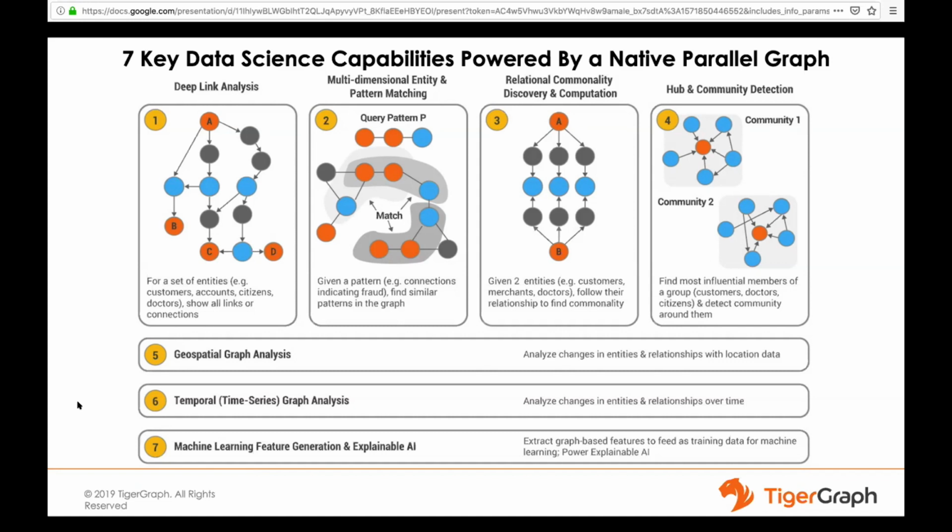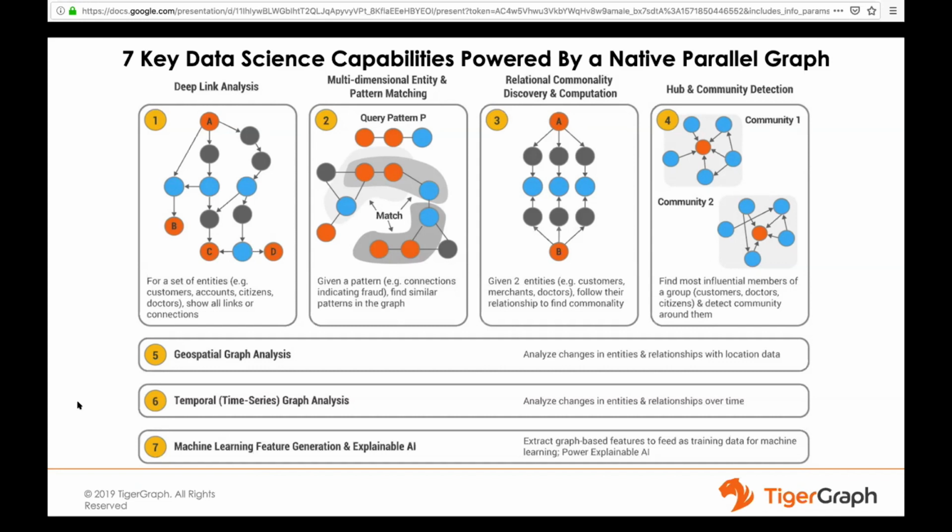You can do all of that matching using TigerGraph with pattern matching capability. The relational commonalities is all about understanding what's common between your different portfolio products. So when you're looking at different types of products that you sell, what are the common parts? What are the suppliers that are common between those products? That's what relational commonalities is for.